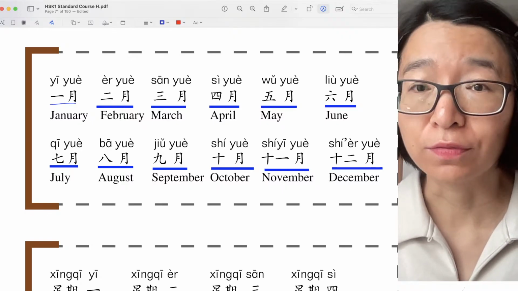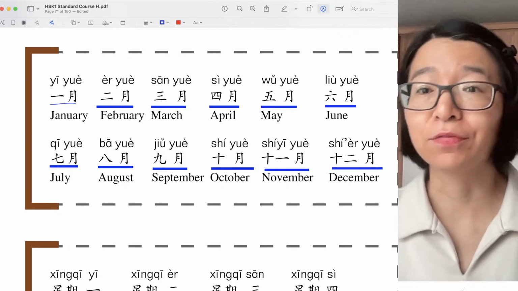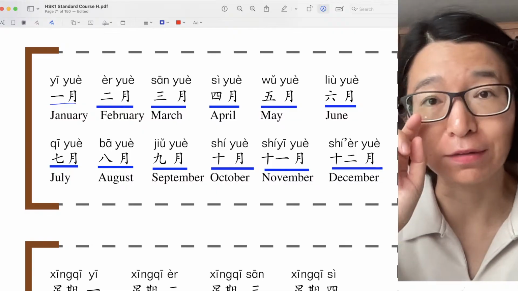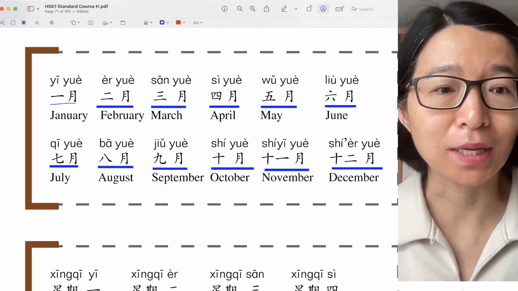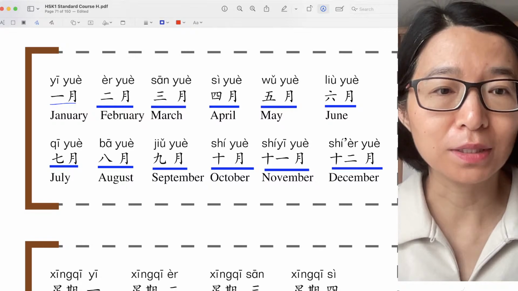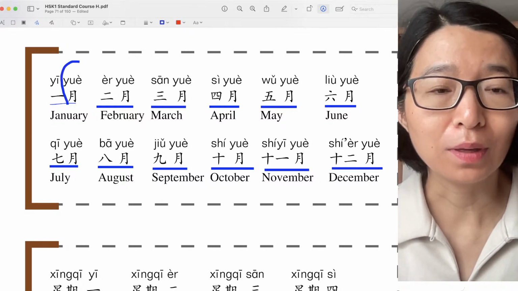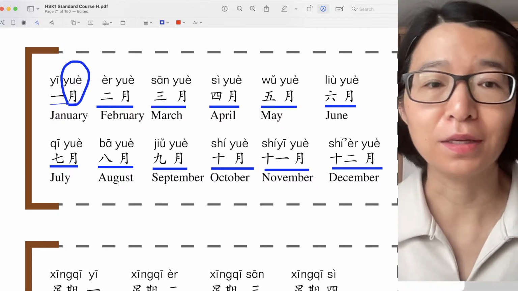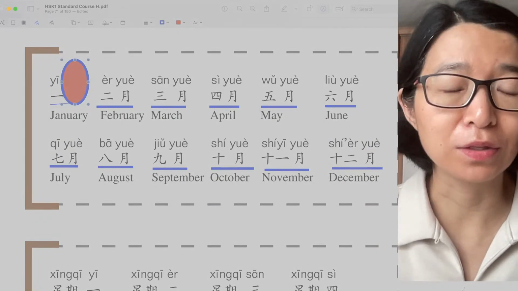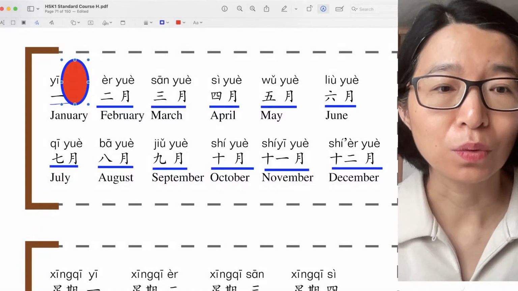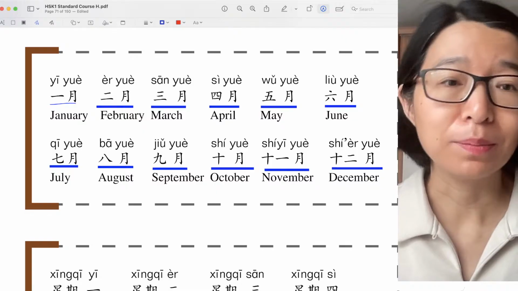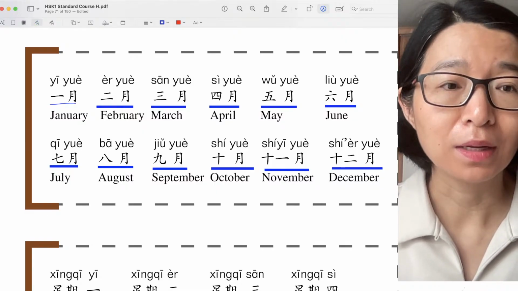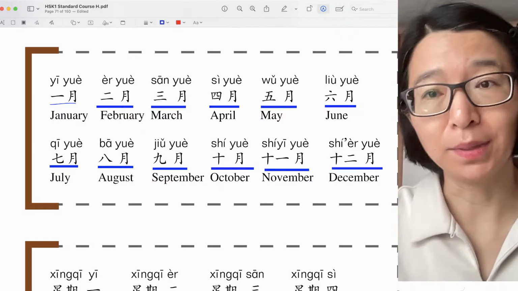Okay, first let's review how to say different months in Chinese, which is very easy. Basically, we just need to say this word. Can you say this word, which is 月? Yeah, this character looks like 月, right? 月 means moon, and it also means months.